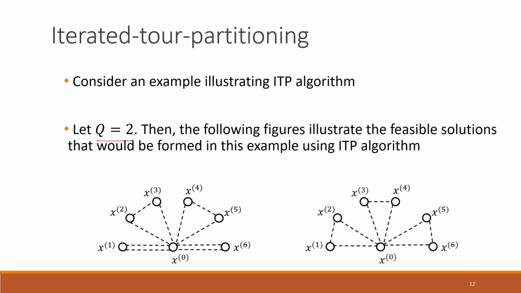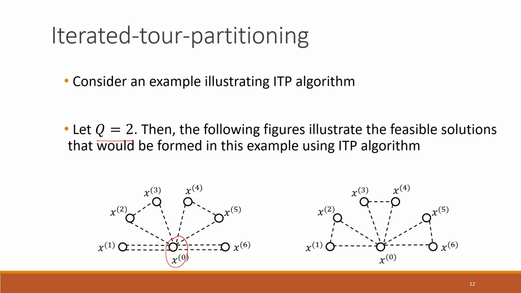Okay. So this is the example problem. Here we have the depot node in the middle, which is shown by x0, and we have these 6 customers represented by x1 till x6 here. So we are first showing this algorithm to get an idea of how it works.